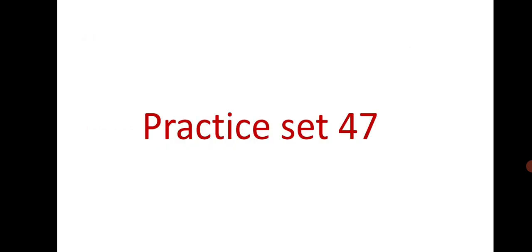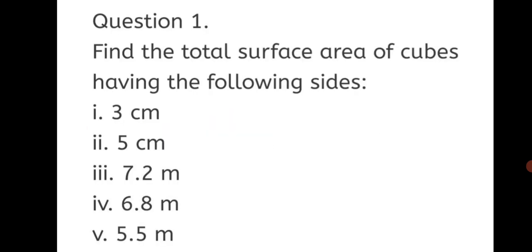So let's begin with practice set 47. Question number 1. Find the total surface area of cubes having the following sides. So the question is about surface area of cubes. You just now learned the surface area of cube formula, which is 6 into side square. So the same formula we will use to find the area of cubes having these sides. So one sum at a time we will be solving. These are the sides given.